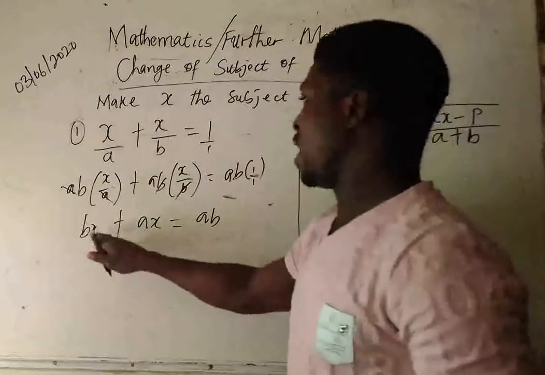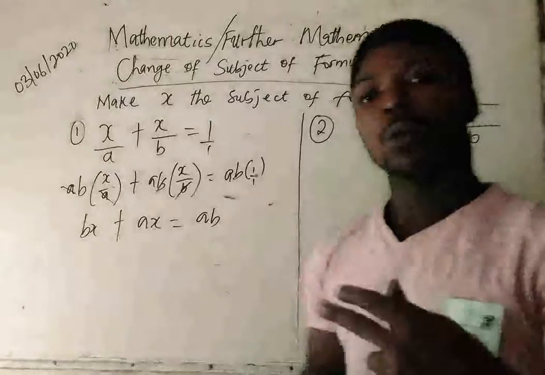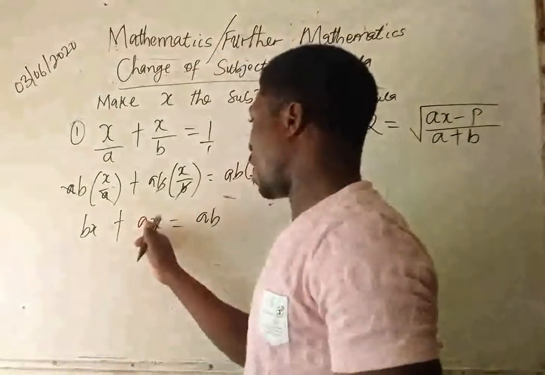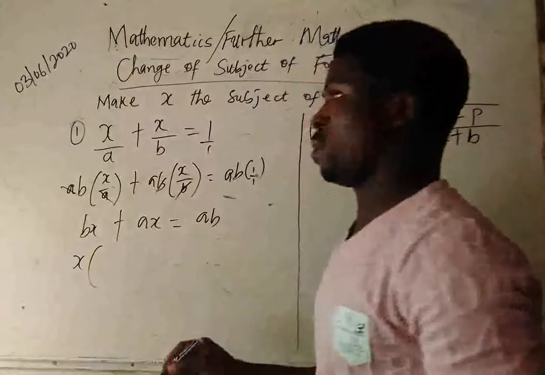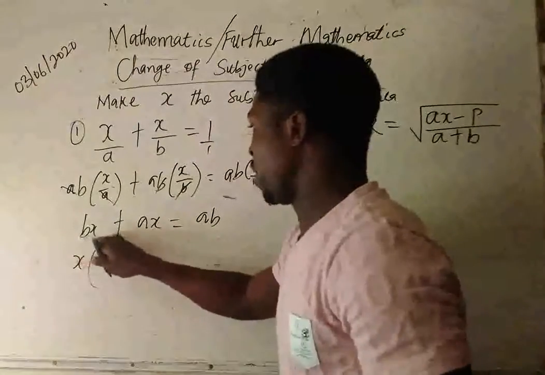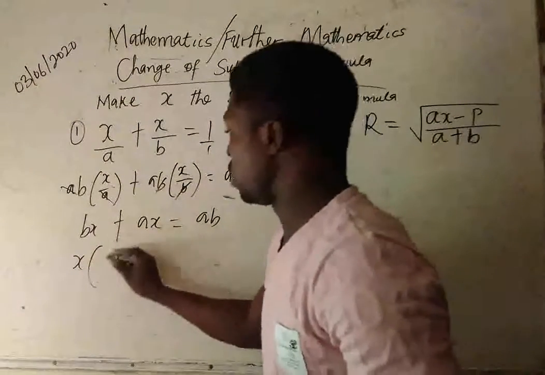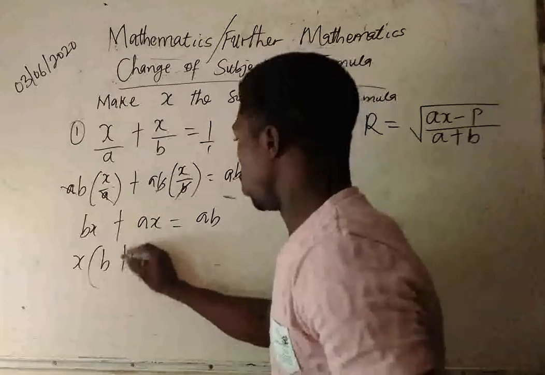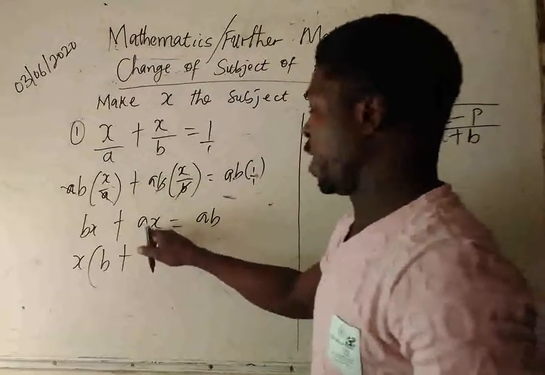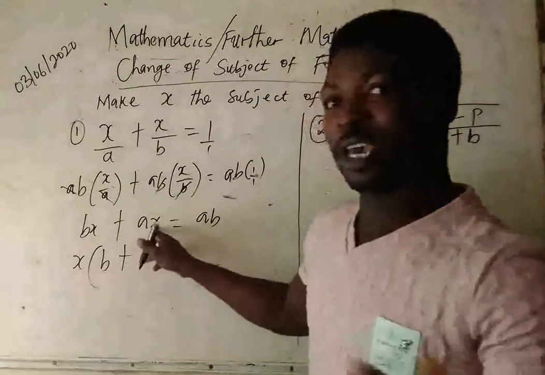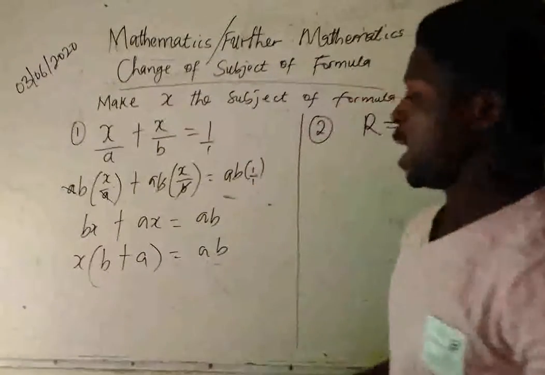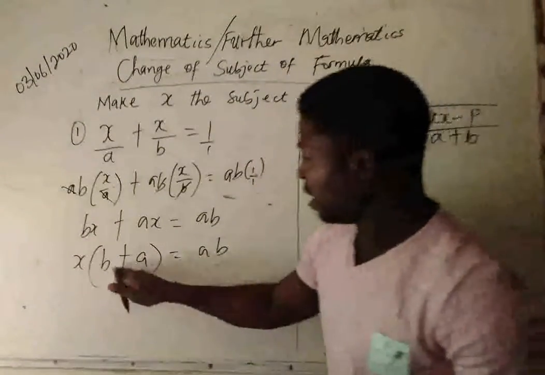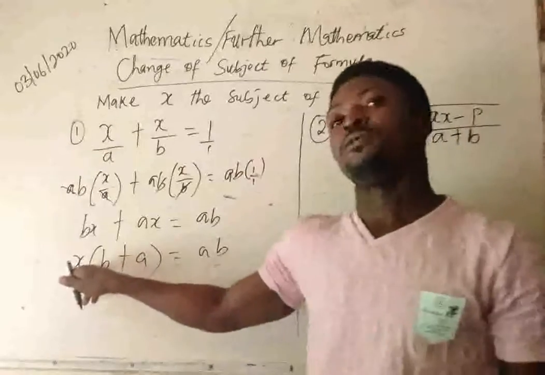Here we have bx and ax. We notice that x is common to both, so we have to factor out our x. To have x out, we open our bracket. What is remaining here, if we take out x, we are left with b, plus what will be left here after taking out x will be a, equal to ab. At this point in time, we notice that b plus a is a coefficient of x.